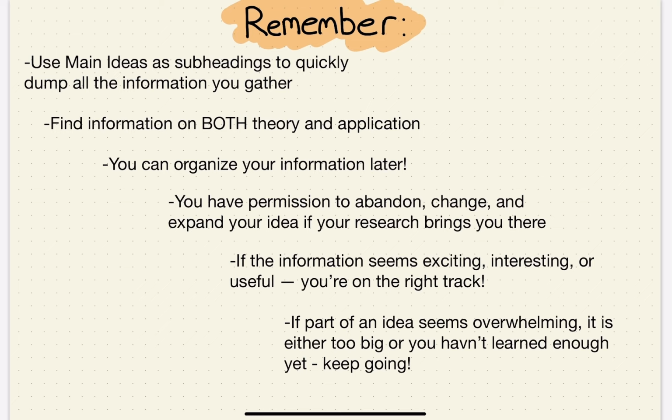Tip number 2, you want to find information on both theory and application, why it's important, and how can you do it. Tip number 3, you can organize your information later. It doesn't have to be perfect. You don't have to put your categories in order. You don't have to put information in a just right category. Sometimes you might add categories or combine categories or subtract categories, and that's all right.